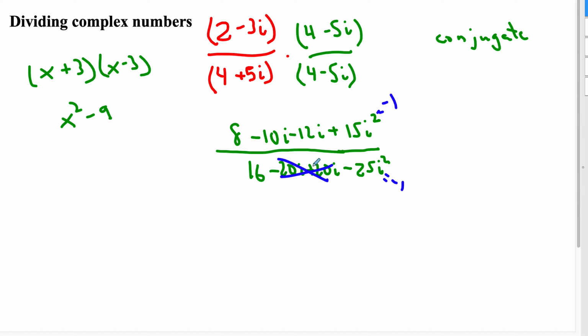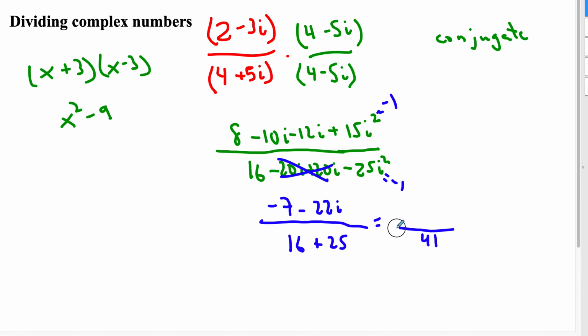Now in this case, this cancels, so there's no imaginary part left. We get 16 minus a negative, or plus, 25. Now this becomes 8. Now that's going to be a negative 1, so that's going to be 8 minus 15, or negative 7. Remember, this i squared makes this a real number. Then minus 10 minus 12 is minus 22i. Now 16 plus 25 is 41. And we're dividing this whole thing by that.